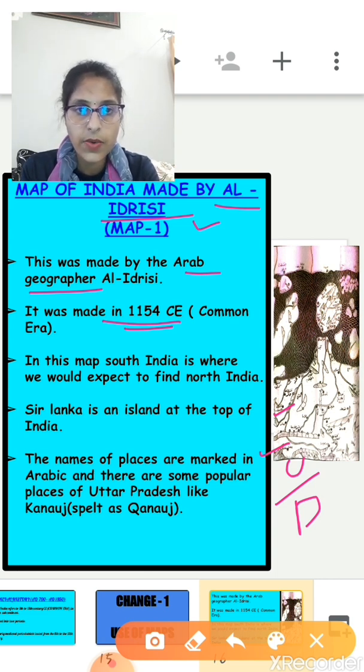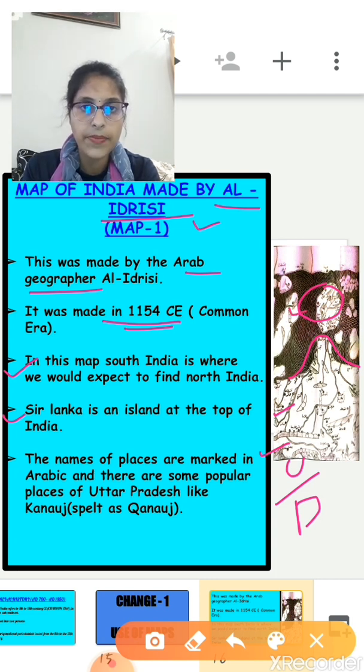That means, just look at this map. In his map, Sri Lanka is on the top, and just look at this, South India is in the north. In this map, South India is where we would expect to find North India. Second, Sri Lanka is an island, but in his map it is located at the top of India. The second interesting fact about his map is that the names of the places are marked in the Arabic language.